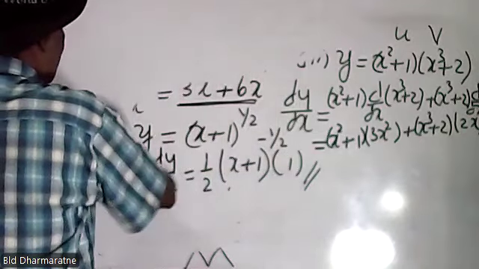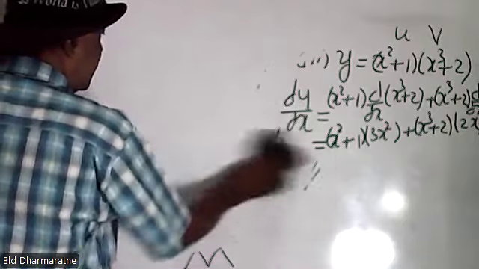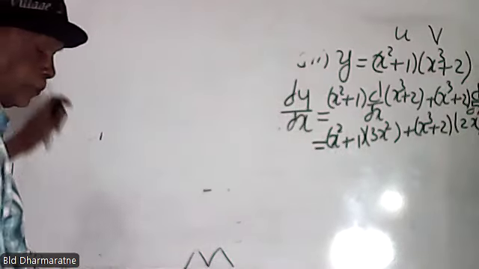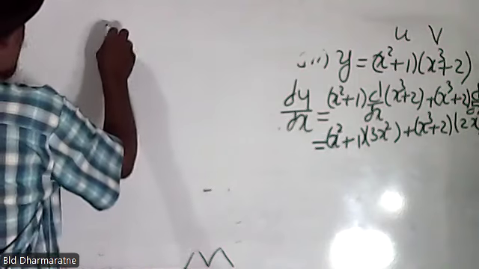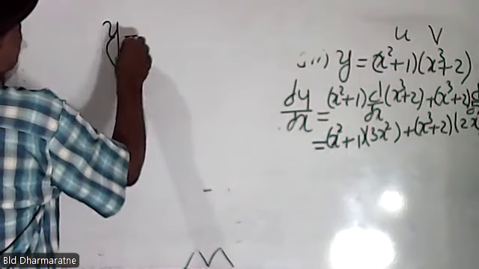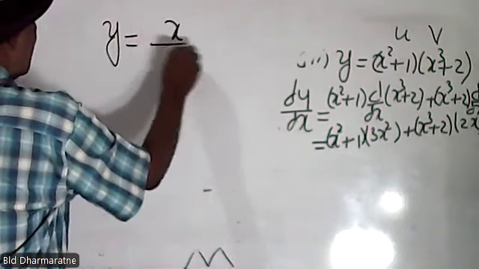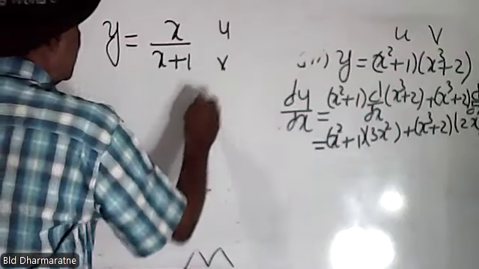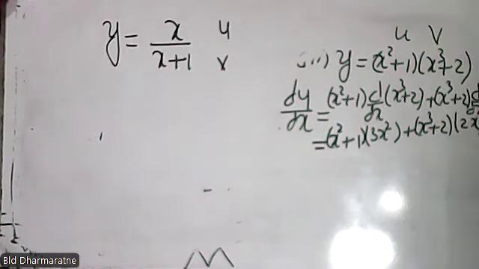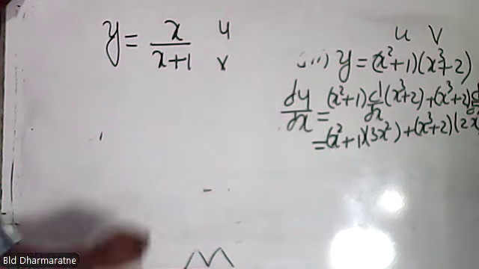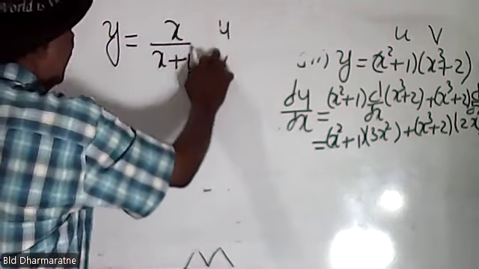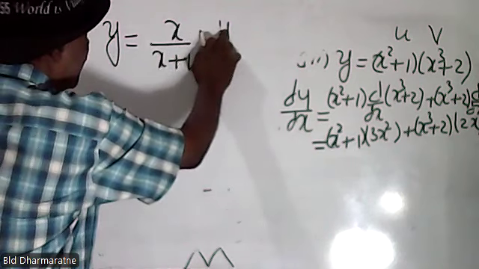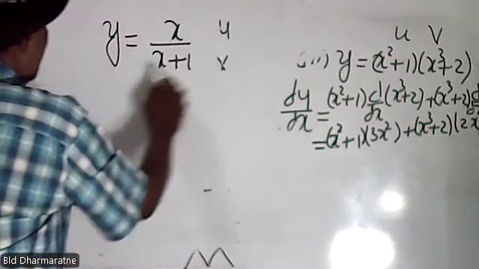Here we are making a division one. Take the division one: y equals x over x plus 1. This is the u over v form. What is the differentiation of this? The differentiation coefficient: dy by dx equals (v du by dx minus u dv by dx) over v squared.